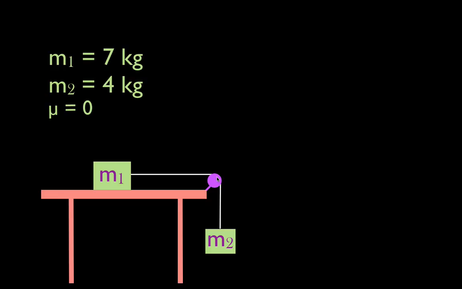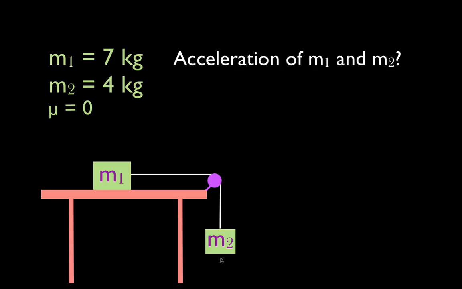in the pulley when we release these two objects, because you can imagine we're holding m1, we release it and it's going to accelerate to the right, m2 is going to accelerate down, and we want to know what is the acceleration of those two objects and what is the tension in the string that connects those two objects.